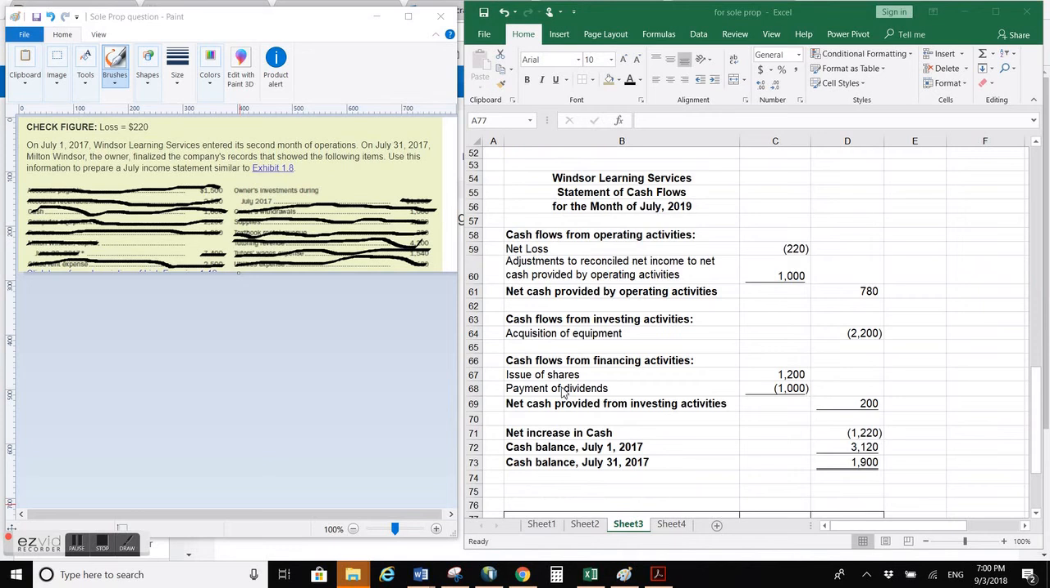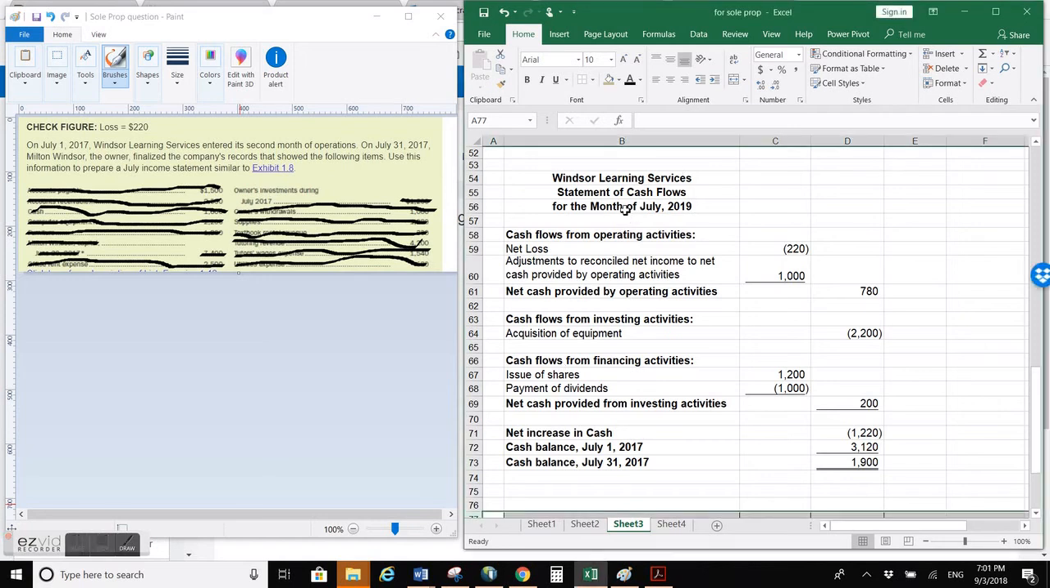And this is for a time period, so for the month ended July 31st. This statement basically tells the story of cash, or what happened to the money in the company throughout the month. So how we went from this amount July 1st to this amount on July 31st.